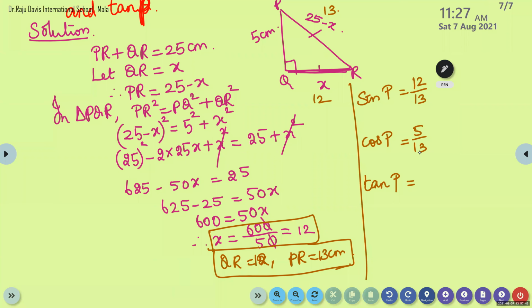Cos P is 12 by 13? Tan P, how will you get 12 by 13? It is 12 by 5, isn't it? Opposite by adjacent. And cos P is 5 by 13. Yes, cos P is 5 by 13. Tan P is 12 by 5.